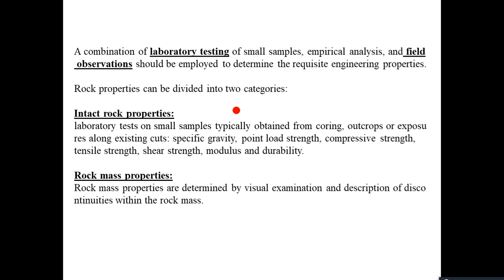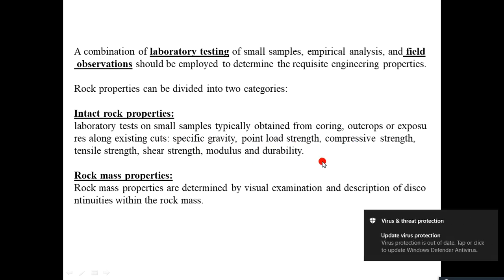These properties may be divided into two categories: intact rock properties, which are identified on the basis of laboratory tests, and rock mass properties, which also need visual examination in the field. When the rock is intact, we take a core of the rock sample and take that sample to the engineering laboratories where various instruments are used to analyze specific gravity, point load strength, compressive strength, tensile strength, and various other properties.